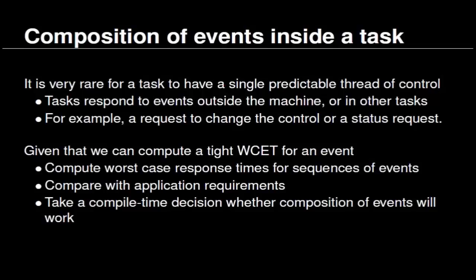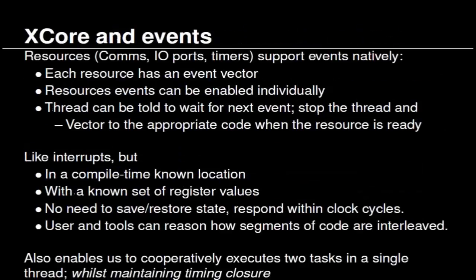So you can now take a compile time decision whether your program is going to work or not, rather than waiting to runtime and then seeing whether it will work or not. That's great. So how does it work in the xCore architecture? Well, all the resources, that's I/O ports, communications, timers, have events built into them natively. That means there's an event vector that says where the code for this event is. You can enable the events for that resource, and you can tell the thread to wait for whatever event is going to happen next. And if you wait, you stop the thread, and it will vector to the event that's happening at the moment.